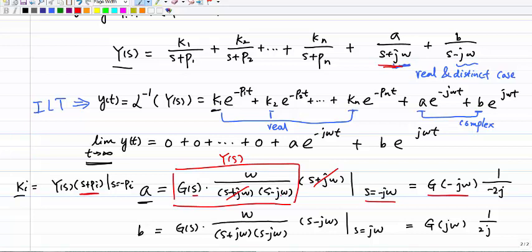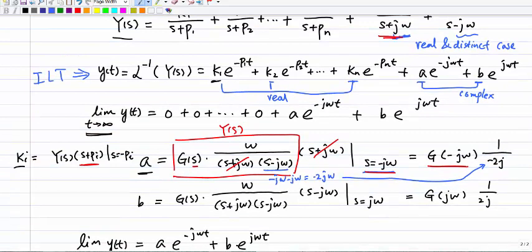Let's see. S minus jw. I think right here should be negative jw. So s minus jw. Oh no, this is not right. Let's do negative 2. The reason is, why this negative 2? Because I put s as negative jw, minus this part, negative jw minus jw, becomes negative 2jw. That's why this is negative 2jw. So that's why we get a as negative jw times 1 divided by negative 2j.